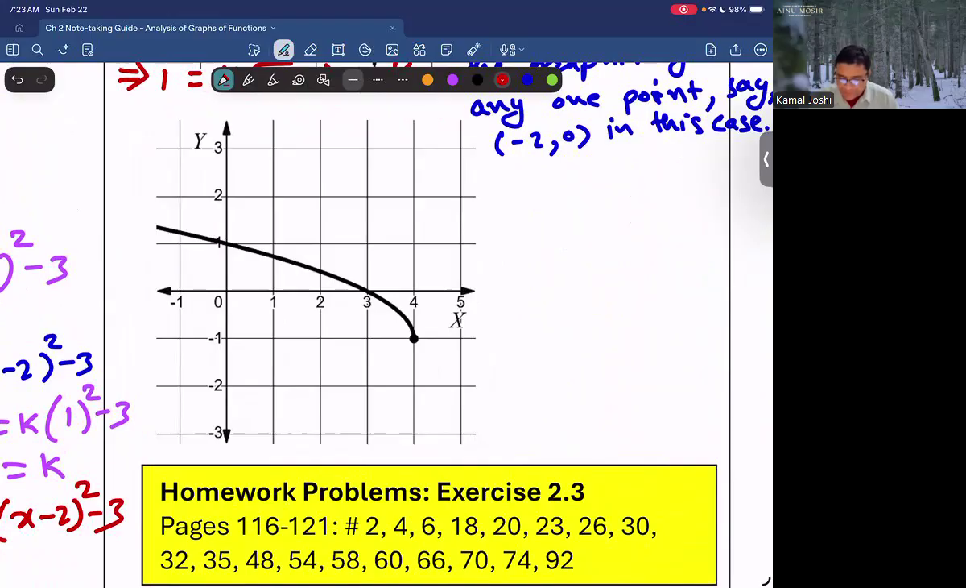Okay, let us do that for one more graph. Again, pause the video, write your equation, and then follow me here.